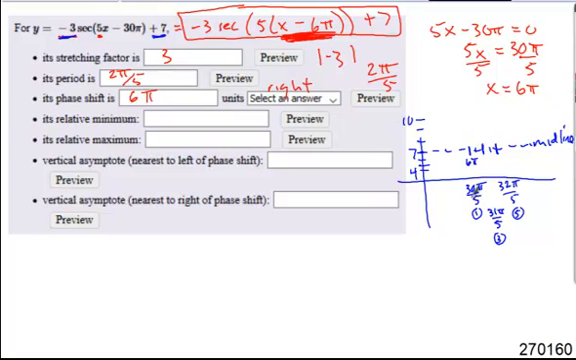So I'm going to have to go ahead and go into tenths now. So this is 60 pi over 10. This here would be 62 pi over 10. And this one would be 64 pi over 10.